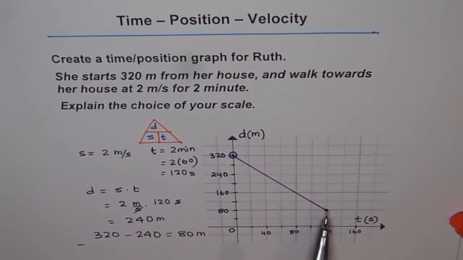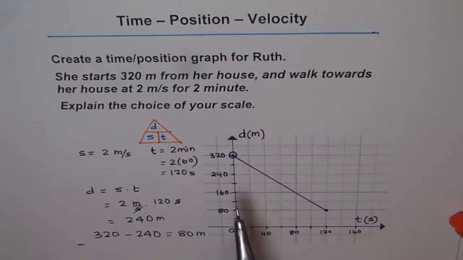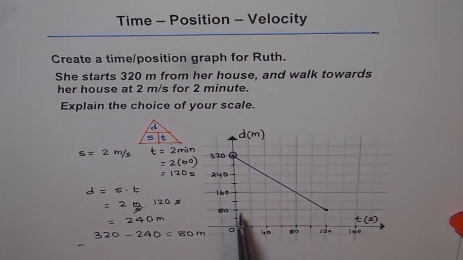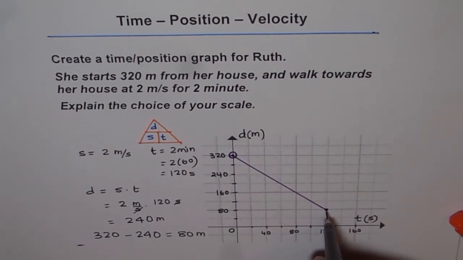We specified that she walks only for 2 minutes, and in 2 minutes she covers a distance of 240. Each unit is 40, so 240 means 6 units: 1, 2, 3, 4, 5, 6. That is the distance of 240, and the remaining distance is 80 meters. So at the end, Ruth is 80 meters away from her house. That is how we are going to sketch this graph. I hope you understand and appreciate how we selected the scale and how we sketch the time position graph for Ruth. Thank you.